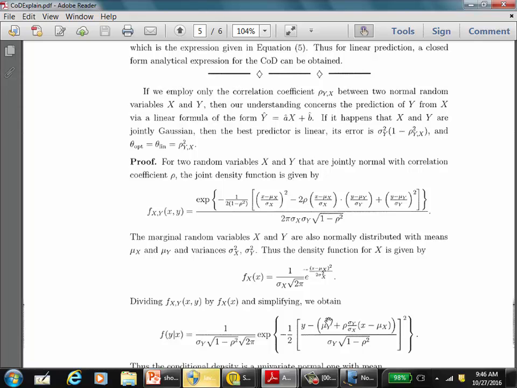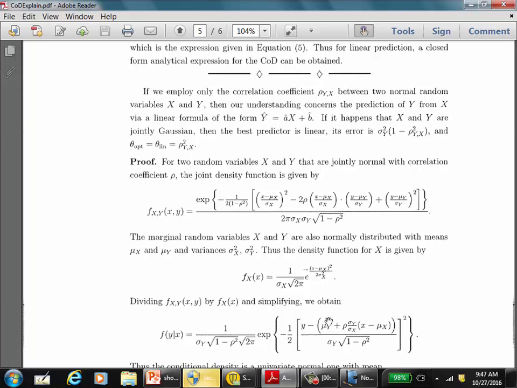So how do you show that? Well, your starting point is the joint density function. For two random variables x and y that are jointly normal with correlation coefficient rho, the joint density function is given by this, that you guys already know. In this case we can find the density functions for the marginal random variables x and y just by integrating with respect to y or with respect to x. Integrate out and the probability density function for x comes out like this, which is basically the usual normal distribution with mean mu x and variance sigma x squared.